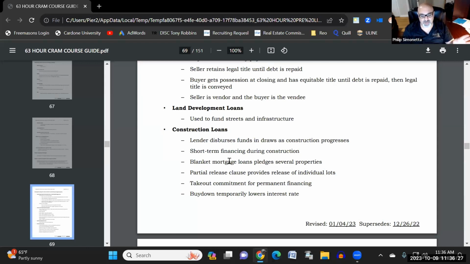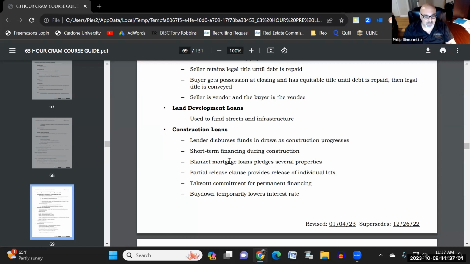There's a partial release clause. It releases the individual lots. So the development that I just sold the 2 units in, we closed one, that came off. Now next, we're closing one in a couple of weeks, that's going to come off for them, right? That's an example of that. There's a takeout commitment for permanent financing. If you're building a house, you do your draws, and then when it's done, there's one loan. It's called a takeout commitment, and you pay everything off at the end into one normal mortgage. You have that prior to closing. That's all part of the construction loan.